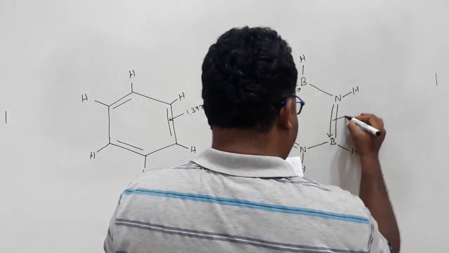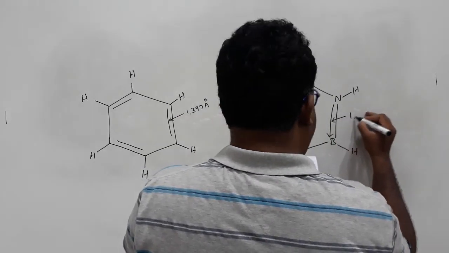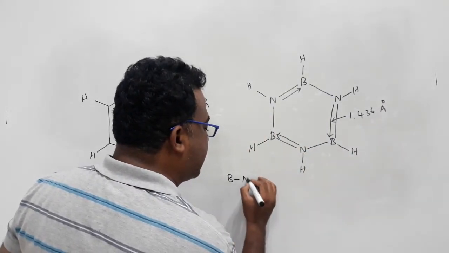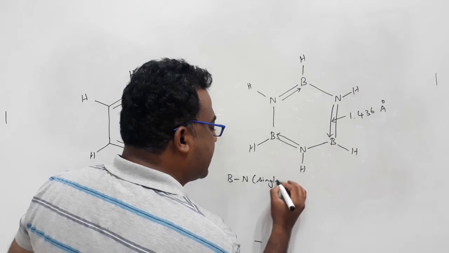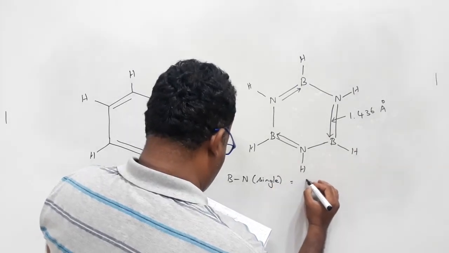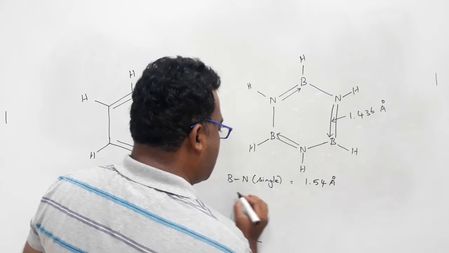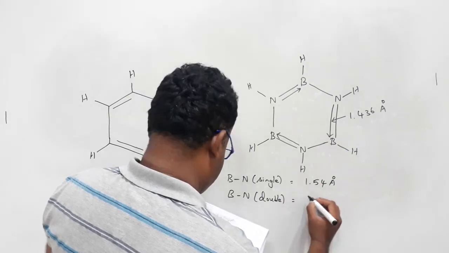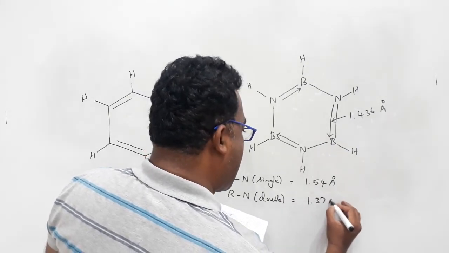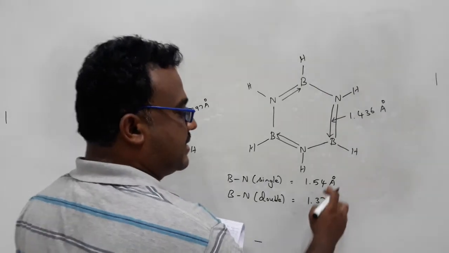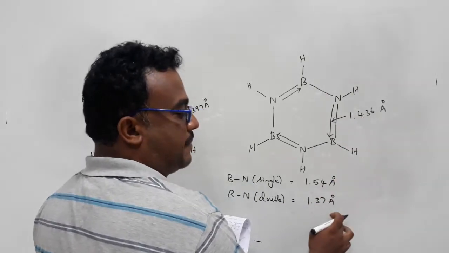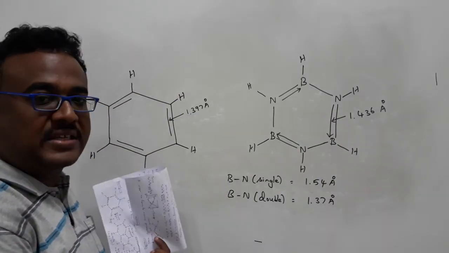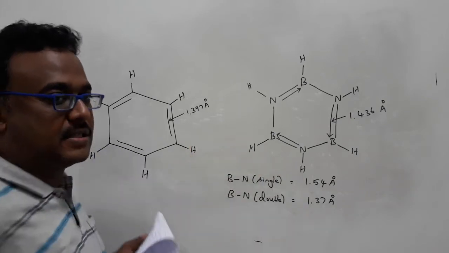You can see the bond length of boron nitrogen here is 1.436 Angstrom. Normally, the boron nitrogen single bond length is 1.54 Angstrom. Similarly, the boron nitrogen double bond length is 1.37 Angstrom. You can see that this bond length is between a single and double bond, like what we know in benzene. It is again another close resemblance of borazine with benzene.